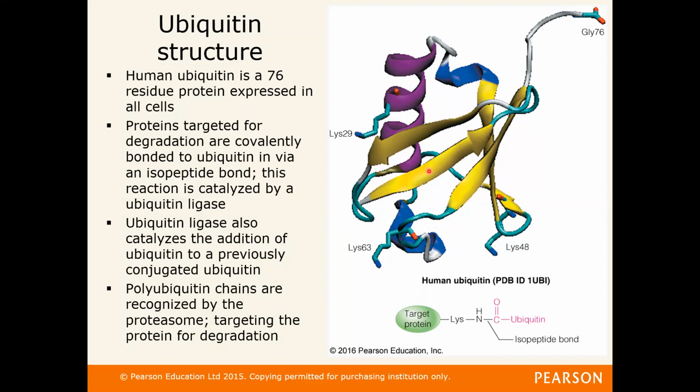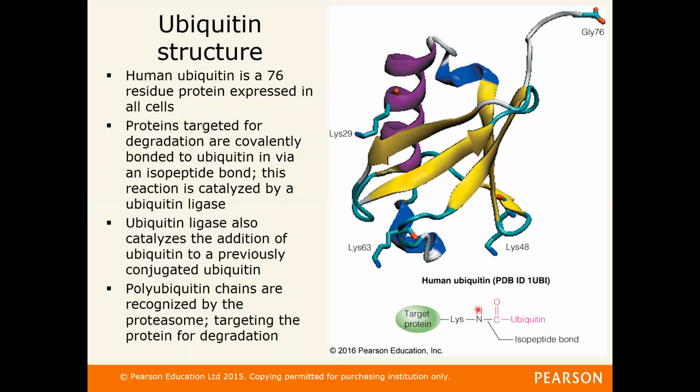Now, how we add it on is on the carboxyl terminal end, we have carboxylic acid. If you remember how proteins are put together, we can add a carboxyl terminus to an amino group and form a peptide bond. And that is what we do, except we add it onto the amino group present on lysine residues on that target protein. So that target protein probably has one or several lysine residues that have an amino group sticking out.